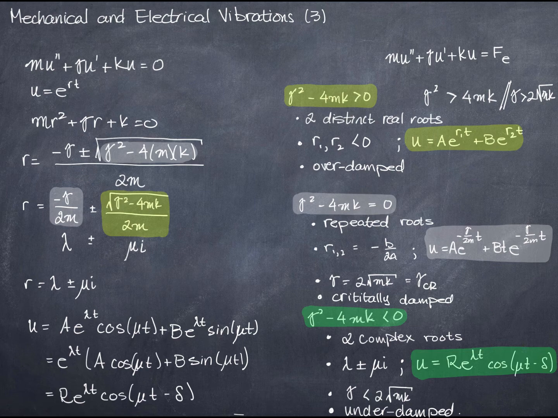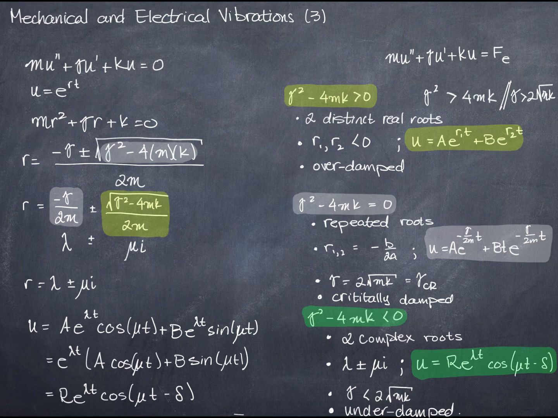Of course, you could also determine whether the system was overdamped, underdamped, or critically damped just by looking at the discriminant here. If you compute the discriminant and it's greater than 0, it's overdamped. If it's less than 0, it's underdamped. And if it's equal to 0, it's critically damped.